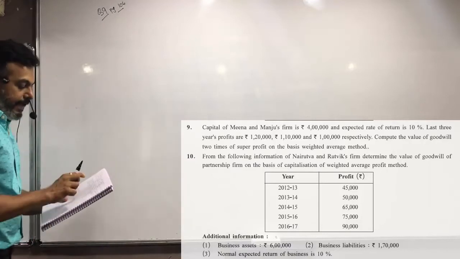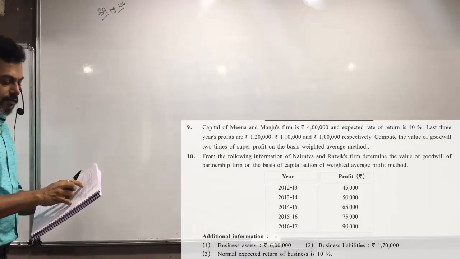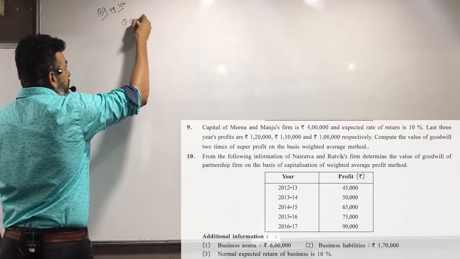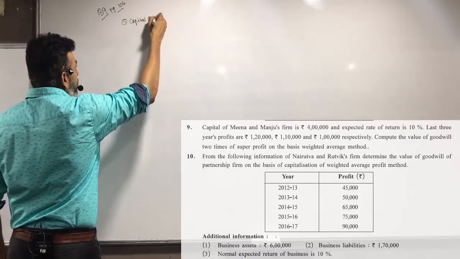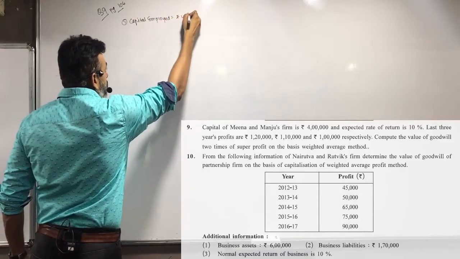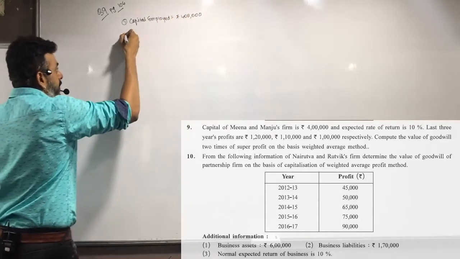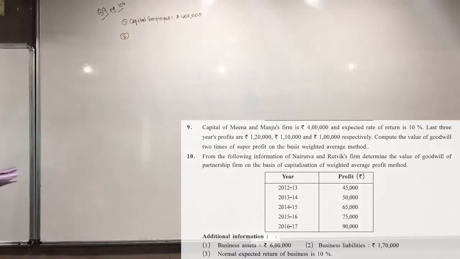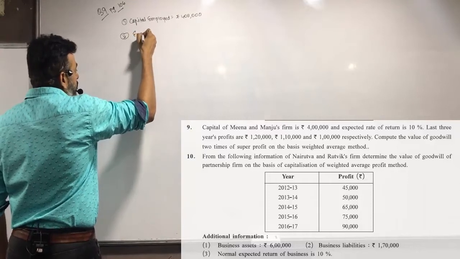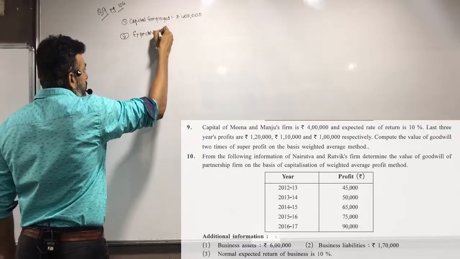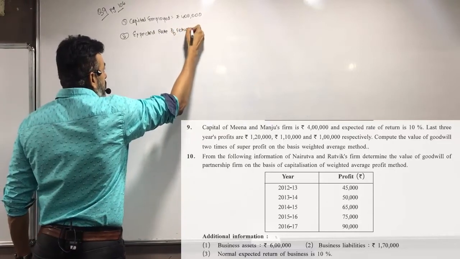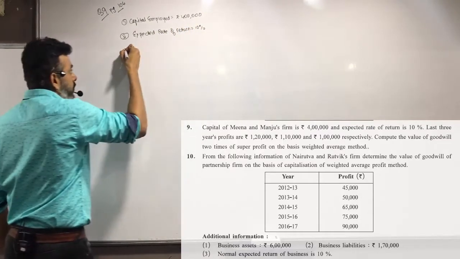Now, capital of Meena and Manju's firm is 4 lakh. So, first step, capital employed is already given to us, rupees 4 lakh. Second, expected rate of return is 10%. So, expected rate of return is equal to 10%.